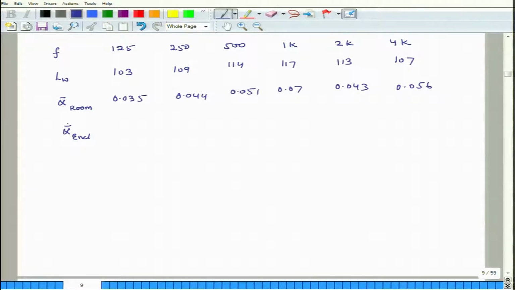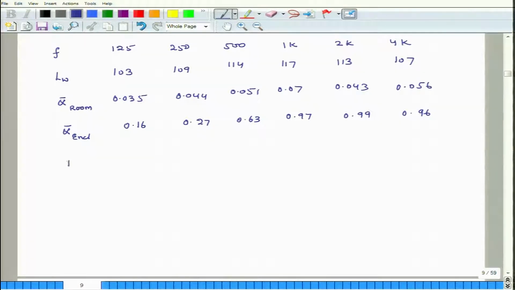And for the enclosure, the surface absorption coefficients we have been given based on the materials chosen are 0.16, 0.27, 0.63, 0.97, 0.99 and 0.96.